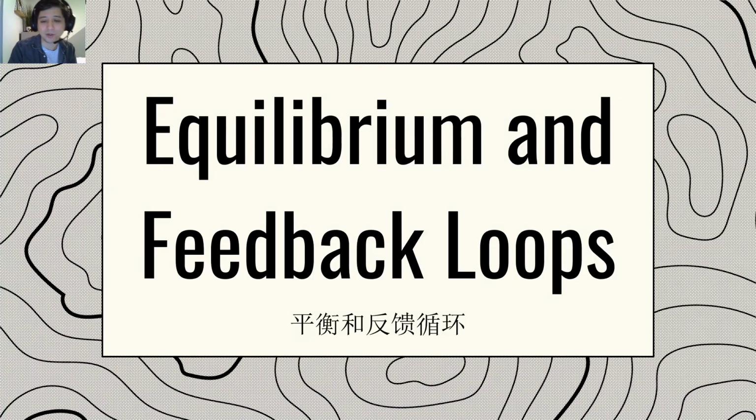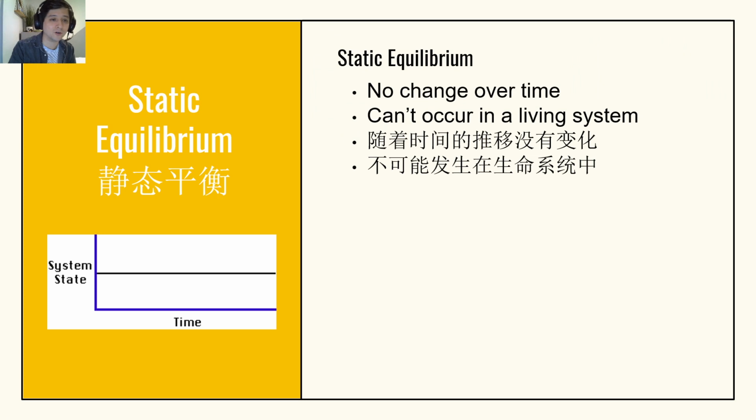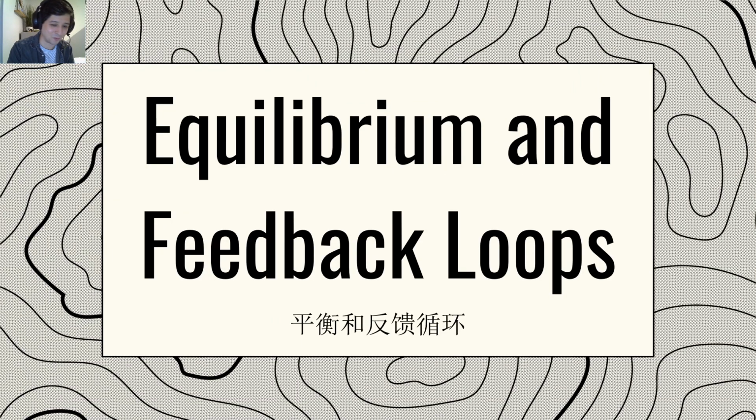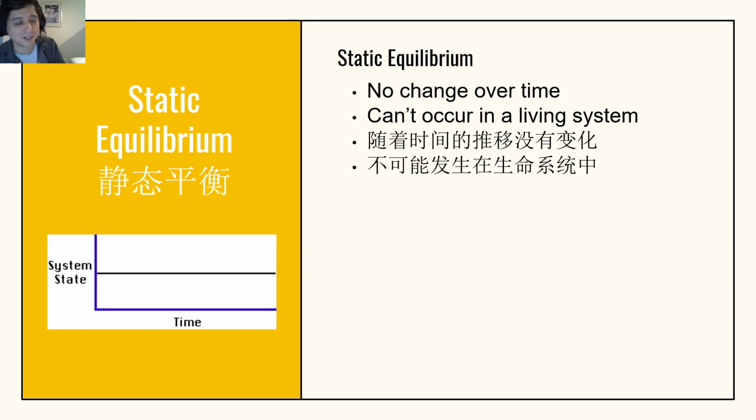So, all right, let's keep going. Let's talk about equilibrium and feedback loops. So here's that again. We're already getting into the definitions. Let's start off by talking about static equilibrium. In this system state, there is no change over time, right?